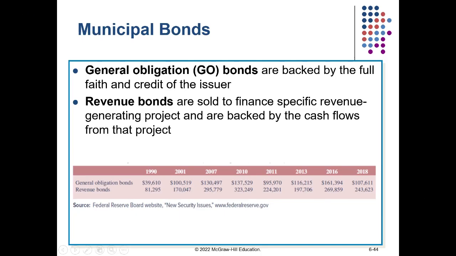There are two types of municipal bonds. The general obligation bonds, which are called GO bonds, are backed by the full faith and credit of the issuer, and the revenue bonds are sold to finance specific revenue-generating projects and are backed by the cash flows from that project. But you see, most of the bonds are actually revenue bonds. They take a bigger market share than the general obligation bonds.